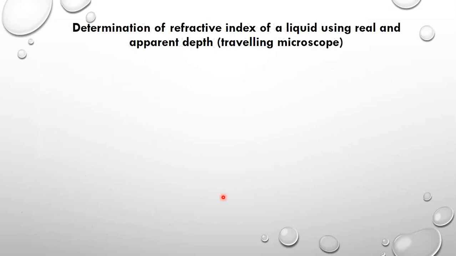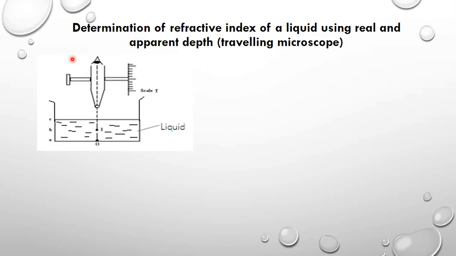Let us also look at the determination of refractive index of a liquid using real and apparent depth, also still using a traveling microscope. So this one can be called determining the refractive index of a liquid using real and apparent depth, or you can say using a traveling microscope. So let us have this setup. This is the final setup. Now how do we use this?